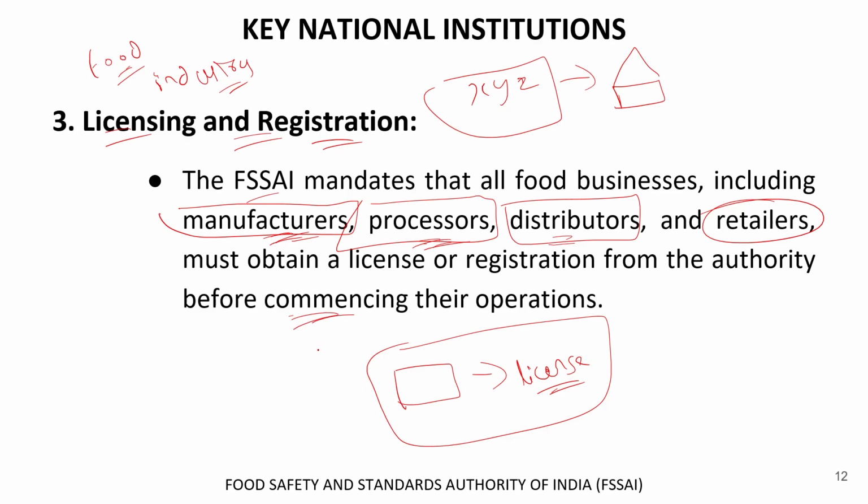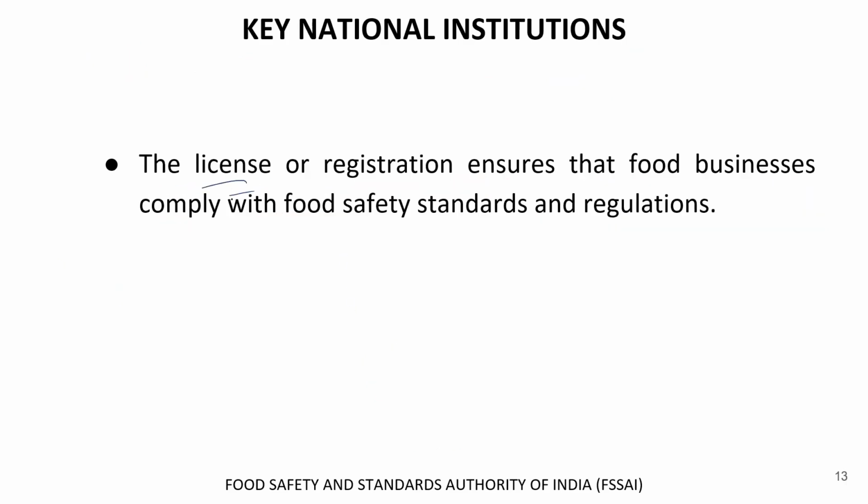If they do not obtain the license and start their business, it is an illegal activity, and it may attract serious negative consequences from the authorities. That's why it is a must that the license be obtained from the FSSAI before commencement of any business in the food industry as a manufacturer, processor, distributor, or retailer. The license or registration ensures that food businesses comply with the food safety standards and regulations.